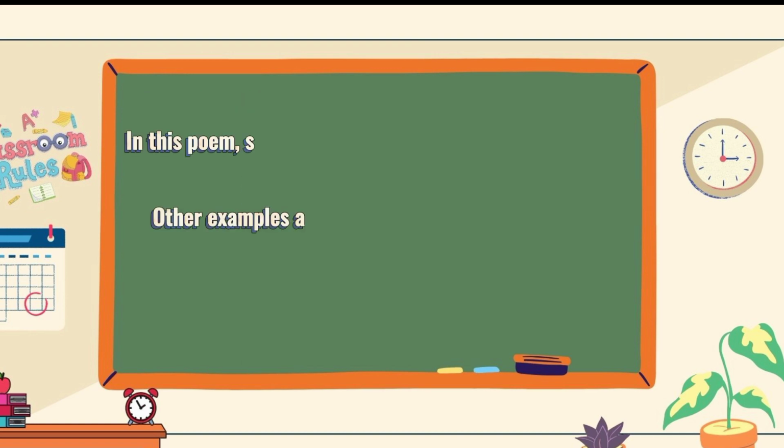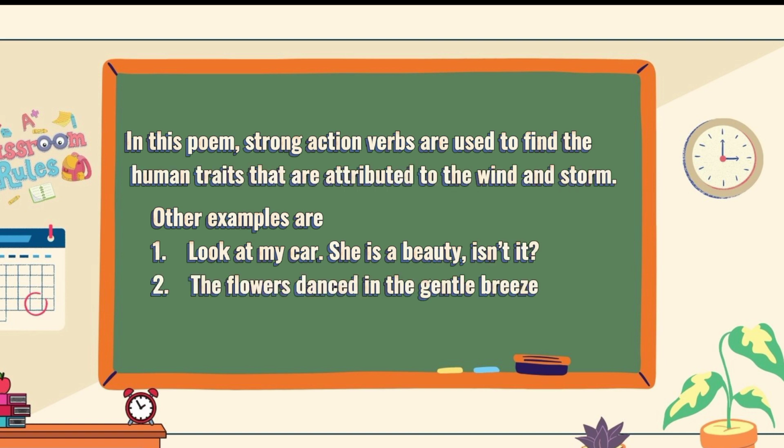In this poem, strong action verbs are used to find the human traits that are attributed to the wind and storm. Other examples are: number 1, look at my car. She is a beauty, isn't she? Number 2, the flowers dance in the gentle breeze.